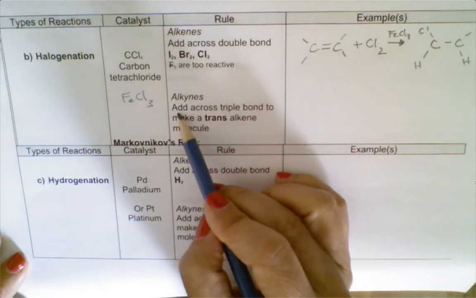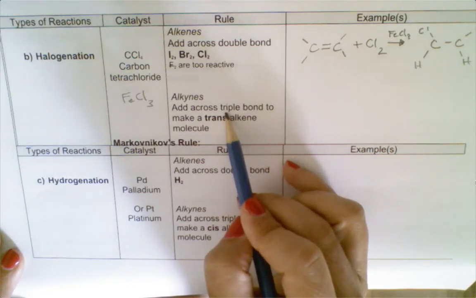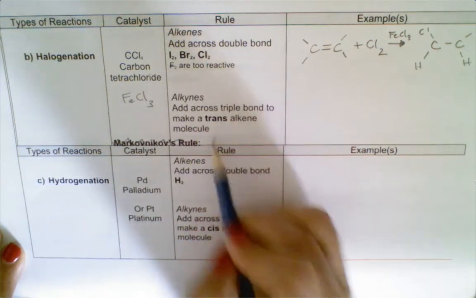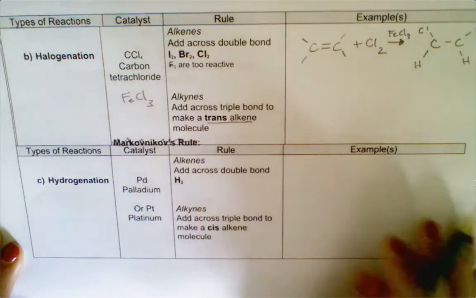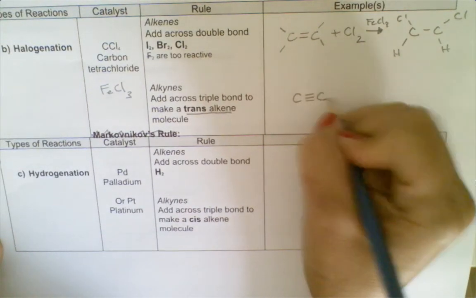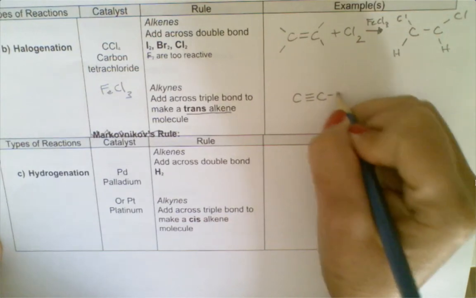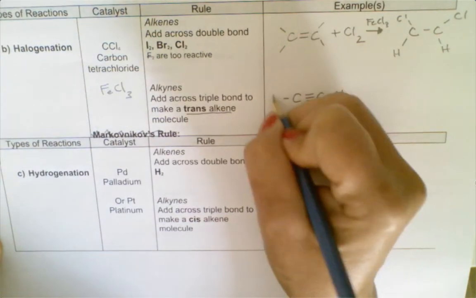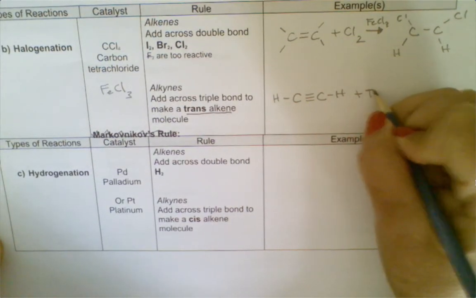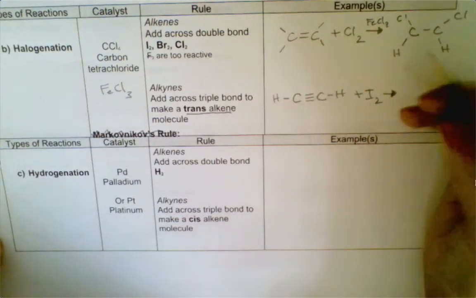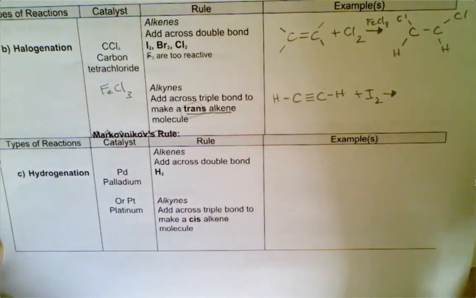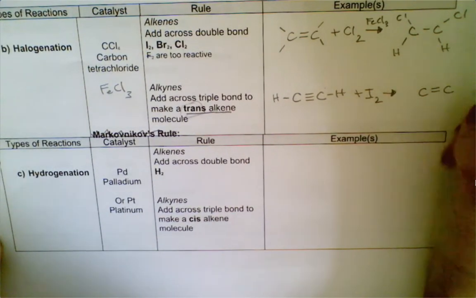Notice this here, when you have a triple bond, you get a trans alkene, and we saw that with geometric isomers. So let's see how this works. If I have this scenario here where you've got ethyne, and if I'm going to add, let's say I've got iodine being added, one iodine would go here, one iodine would go here, but it would add so that you end up with a trans alkene.